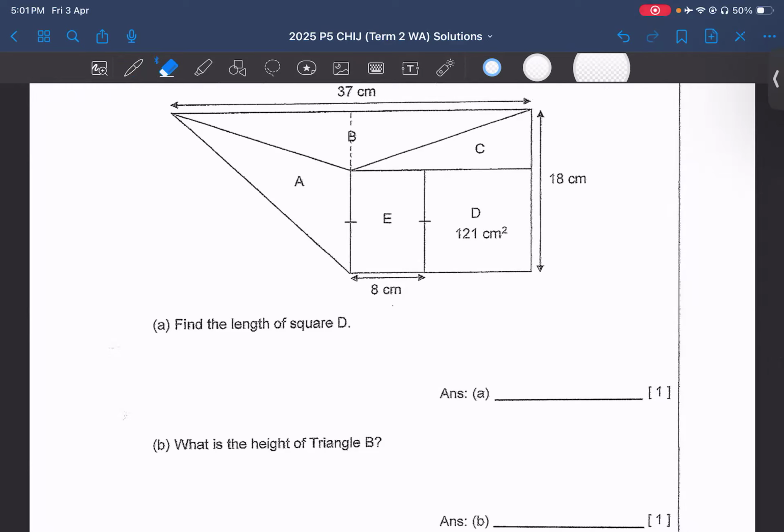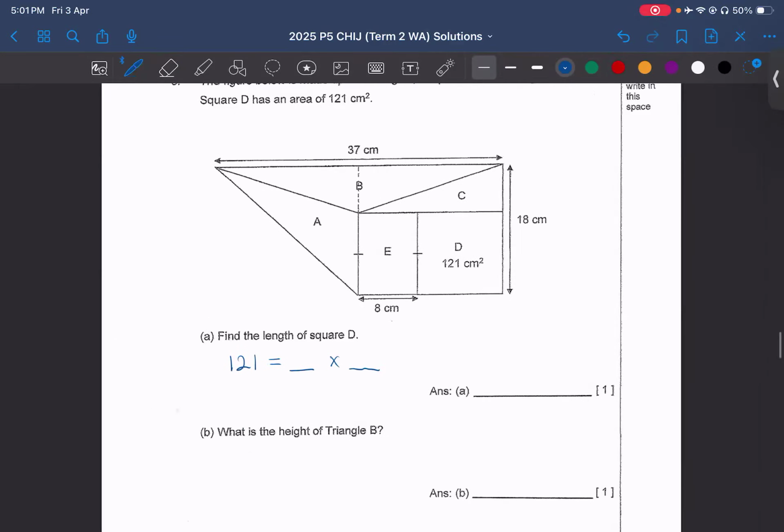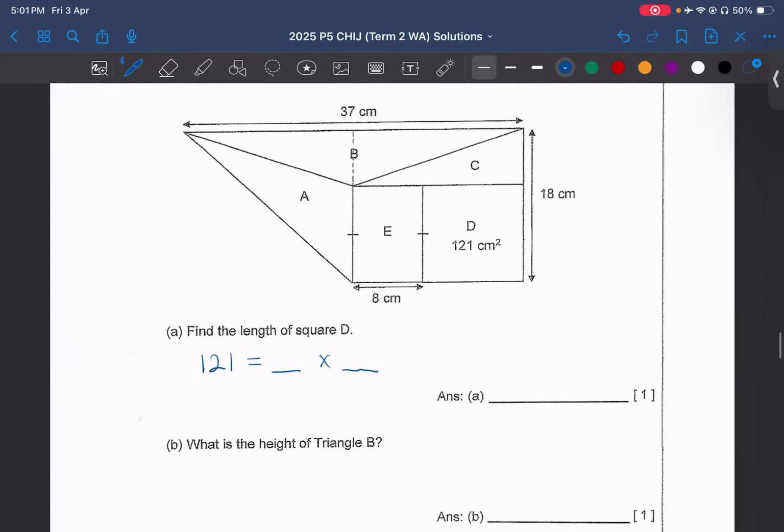So to find the area of the square is side times side, where the sides are equal. So in this case, 121 will be equal to blank times blank. And these blanks have to be the same number. So if you were to press your calculator, you will realize that these two numbers would be 11 times 11. So it means the length of square D is 11 cm. Okay, and I'm going to fill this up in the diagram as well. So here is 11 cm. Here is 11 cm.